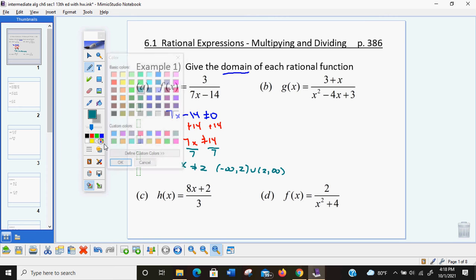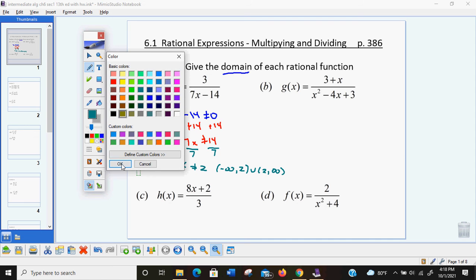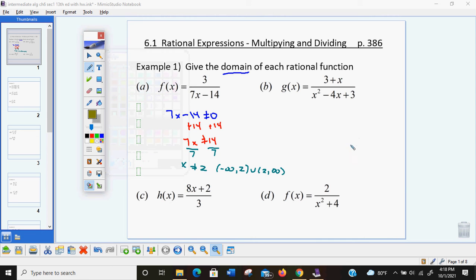Now let's look at part B. Now part B has a squared. So before we do this, we're going to have to factor it. The bottom of this factors into x plus 4. Nope. Wrong. X minus 3 and x minus 1. So I need x minus 3 times x minus 1. And that gives us positive 3 on the end, but negative 4 in the middle if you FOIL it out.